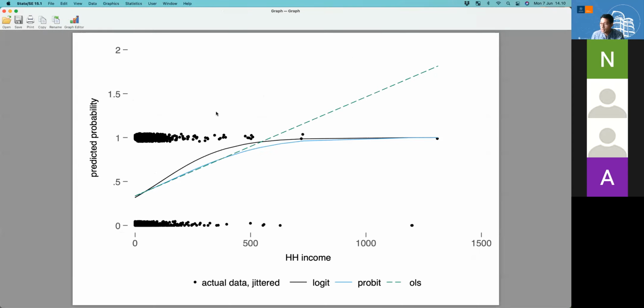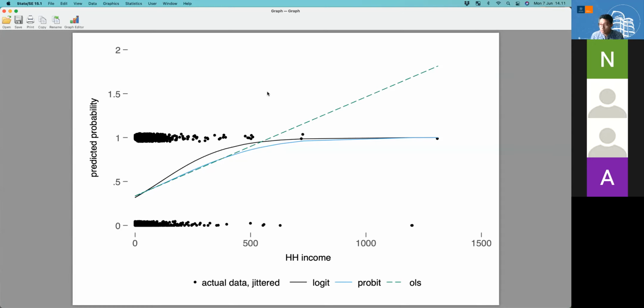Here are 3 predicted probability lines. The green dotted line is from the predicted linear probability model. The black solid line as well as the blue solid line are the predicted probabilities from the Logit and the Probit respectively. As you can see, the predicted probability under the Logit and the Probit model will always be between 0 and 1. However, for the OLS, it's going to be larger than 1. Those are some of the things that we can notice.